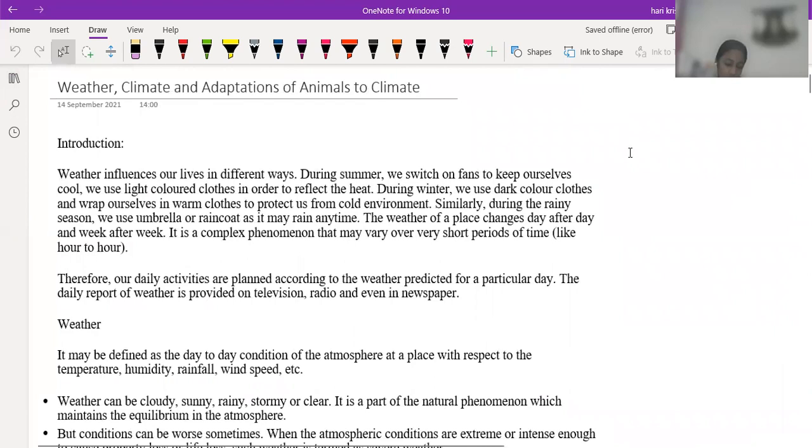So here, weather, climate, and adaptation of animals to climate. Now you have to tell me what is the meaning of weather, what is climate, and what is the adaptation of animals to climate. First, weather. Just raise your hands. I will call you one by one. Weather is like a temporary condition, sir.